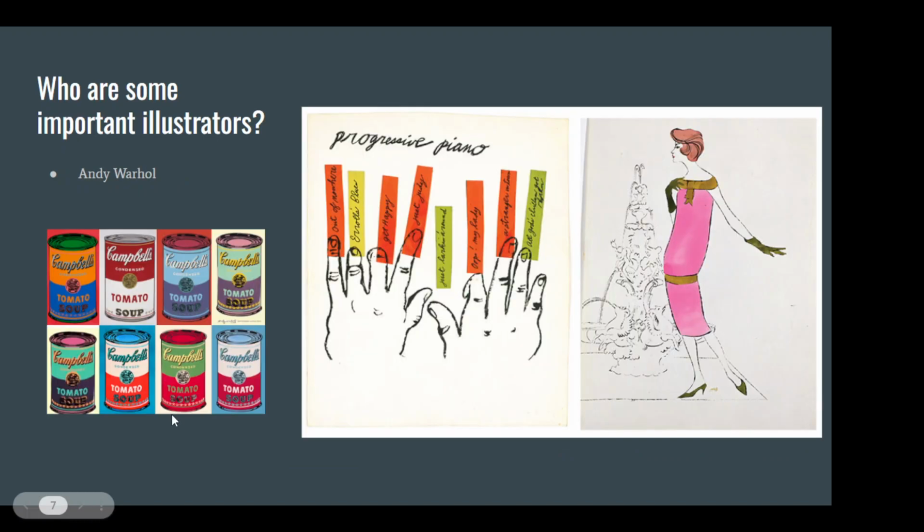Another one is Andy Warhol, whom most people are familiar with because of these Campbell soup cans, and he became a monster artist in the fine art world. He became super, super famous, super, super wealthy, super, super popular. But before that, he started out as an illustrator, and he worked for Vogue and other fashion magazines.